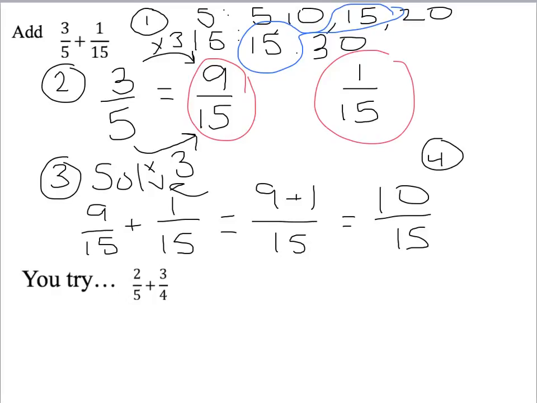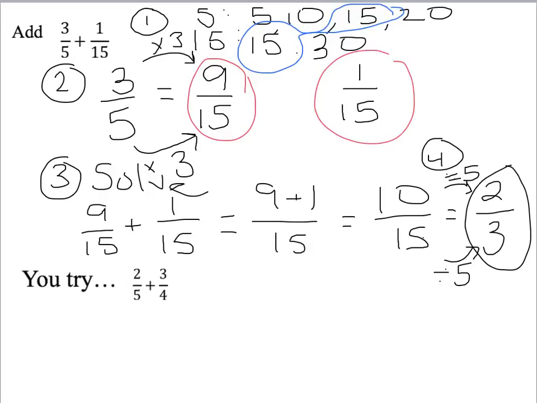Can this be simplified? Is there a number that can divide both into the numerator and the denominator? Yes, I think there is. They can both be divided by 5. 10 divided by 5 gives us 2, and 15 divided by 5 gives us 3. So here we divided by 5, and here we divided by 5. So our final answer is 2/3. Now you give it a try. Try it on your own with 2/5 plus 3/4.